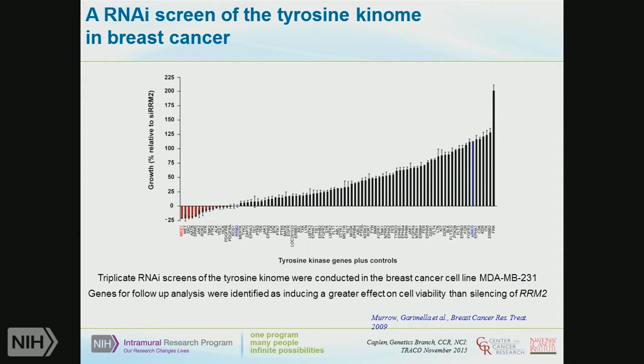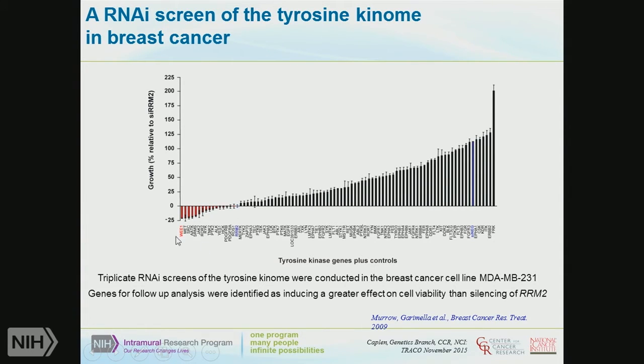When we silence a gene, what happens to these cells in terms of their viability? Basically, what genes are essential? What do these cell lines need? So we are ranking everything here versus the siRNAs against the ribonucleotide reductase subunit RM2, which we know is absolutely essential for cell viability.